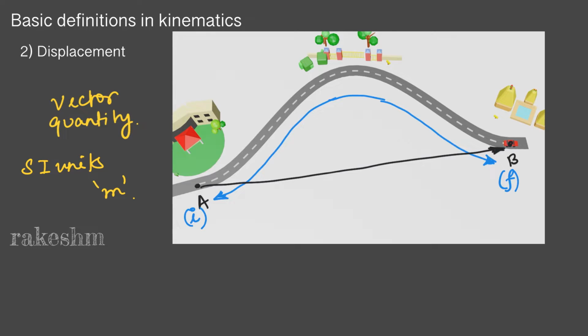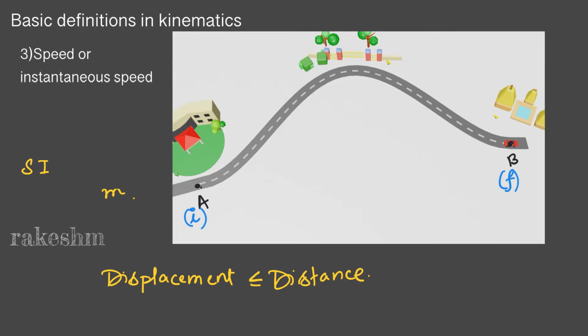Another observation that you can make here is that if displacement is the shortest distance between 2 points, then it has to be lesser than or equal to distance. So we can write down displacement is lesser than or equal to distance covered by the body. If you're talking in between any 2 points, a body is moving, the displacement has to be lesser than or equal to distance covered. The next quantity we'll be studying is speed or instantaneous speed.